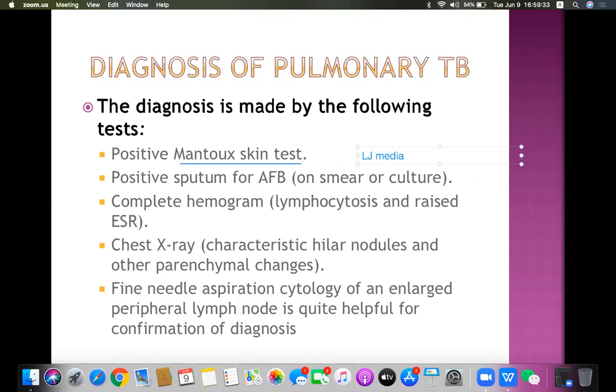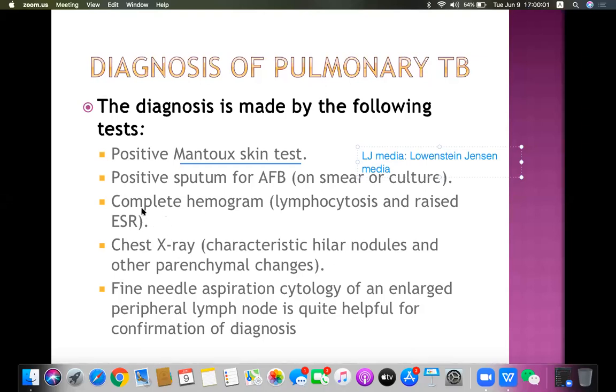Now the full form of LJ media is Löwenstein-Jensen media. Löwenstein-Jensen media is the one which we use for the culture of Mycobacterium tuberculosis, and it takes at least 6 weeks to grow that particular organism. So it is not like other ordinary bacteria. It takes a long time.